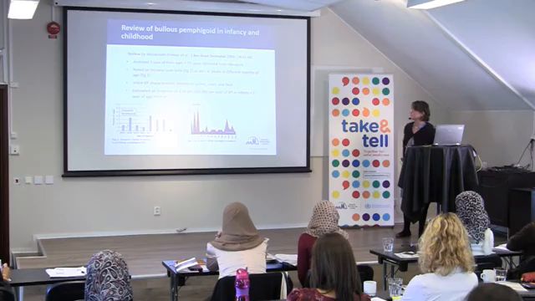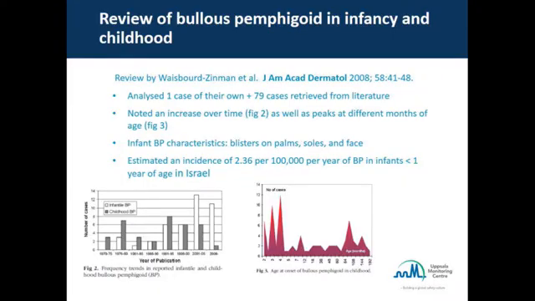And then if you actually find a paper of bullous pemphigoid in infancy, this group in Israel had found one case, and they went to the literature and they found 79 other cases. So they decided to describe them all. So this looks very characteristic, blisters on palms, soles, and face. That's what happens in kids. That doesn't actually happen in the elderly so often. And then they actually estimate an incidence of 2 per 100,000 in children less than 1. So there's kind of an idea of what your background rate might be.